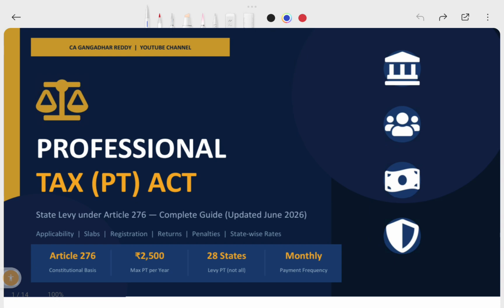Did you know that even if your company deducts TDS perfectly and files GST returns on time, a simple professional tax default can still attract penalties and notices from the state government? Yes, in this video, I will explain the complete Professional Tax Act in the simplest way possible.